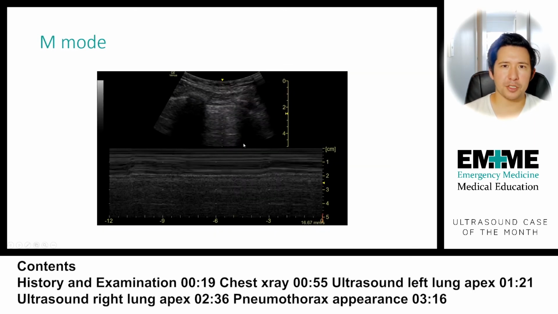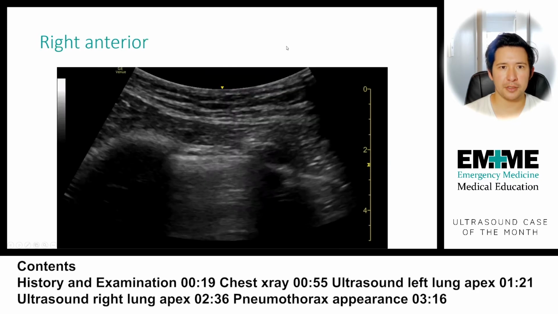In M mode, which looks at movement over time along a particular line, we can see the classic seashore sign. So we've got the waves here and the sand here, and this is another feature of normal lung, shows that there's normal movement at the pleura. So these ultrasound images basically demonstrate that there's no pneumothorax visible on the lung ultrasound.